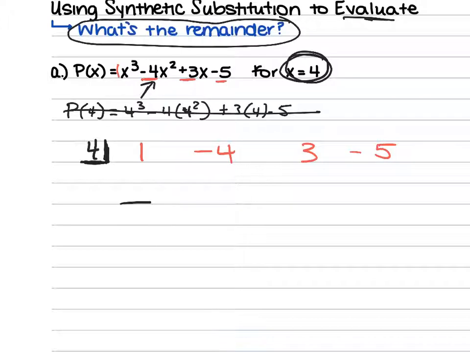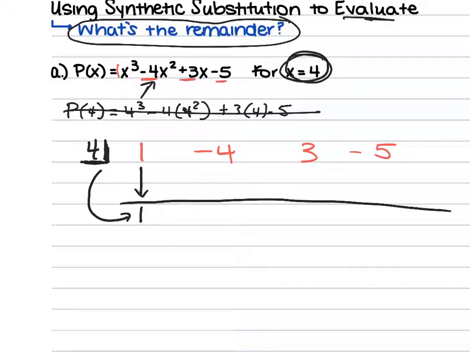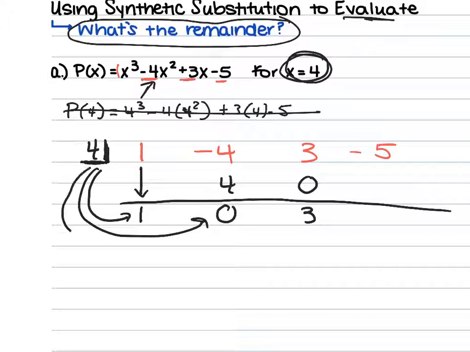Now here comes the part that is exactly the same as yesterday. So I bring this down, and then what do I do with this? 4 times 1 gives me 4. Now what do I do with that -4 and that 4? Add them together and I get 0. 4 times 0 is 0. And then what do I do with that 3 and that 0? Add them together and get 3. Now what do I do with this 4 and the 3? And I get 12. Add 12 and -5 together and I get?